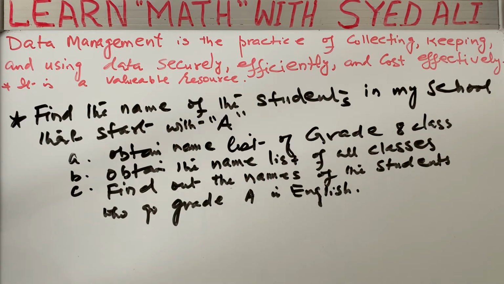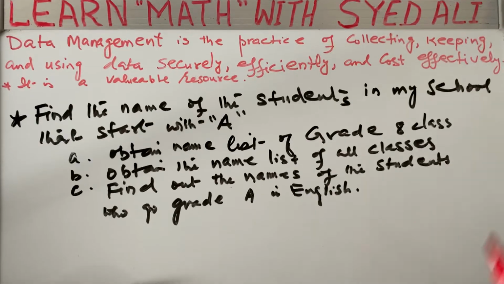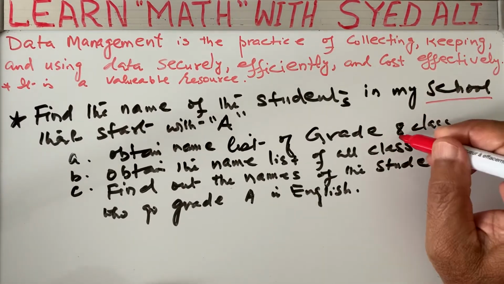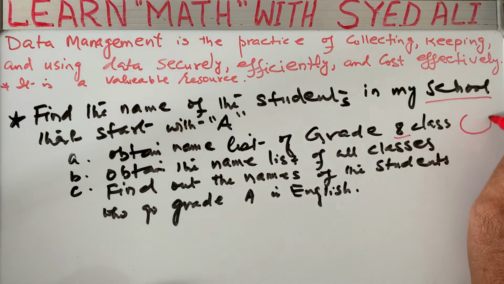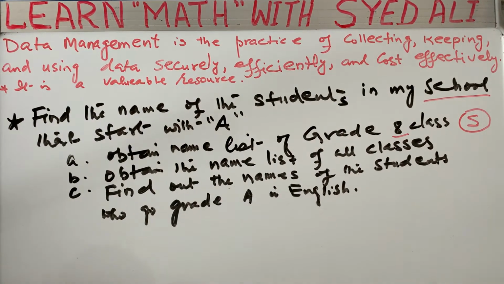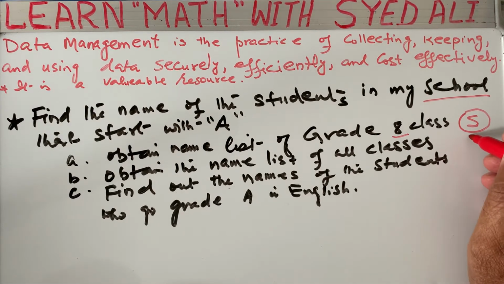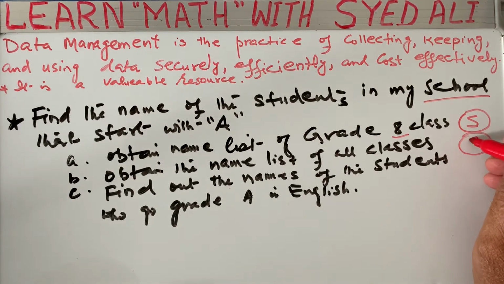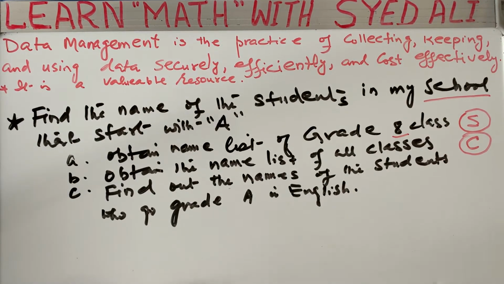So for these situations, can we determine whether each situation is studied by census or by sample? If we are studying that we obtain a name list for grade 8, is it a census or a sample? From the school name list of the students, we are only taking grade 8. So that means this is a sample, S. So I write here S. If we go to the next, obtain the name list of all classes. That means this is a census, because we are getting all the name lists.